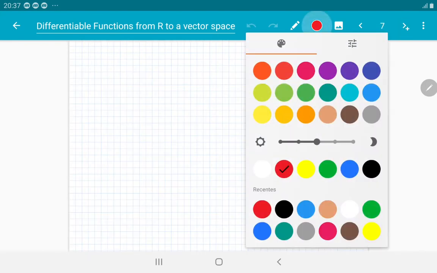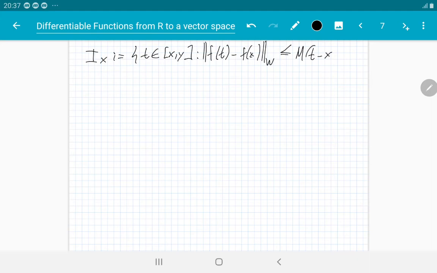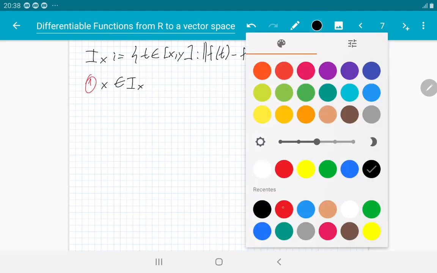So here, what I'm going to show, I'm going to define the set I of x. It actually depends on y too, but so the set of all points t in the interval from x to y such that the distance between f of t and f of x is at most m times t minus x. So let me mention a few things about the set. First of all, trivially, x belongs to I of x, because, well, if I set t equals x, then I get 0 less than or equal to 0, so that's easy.